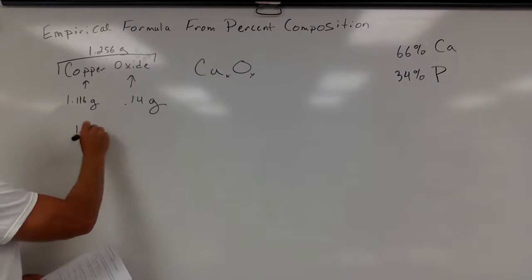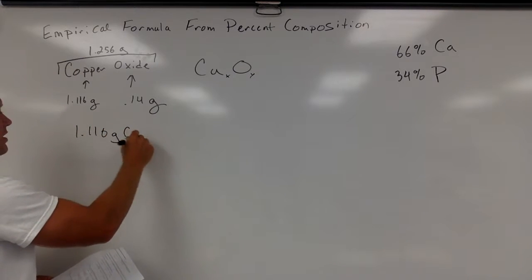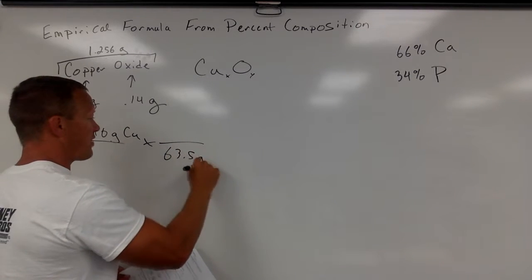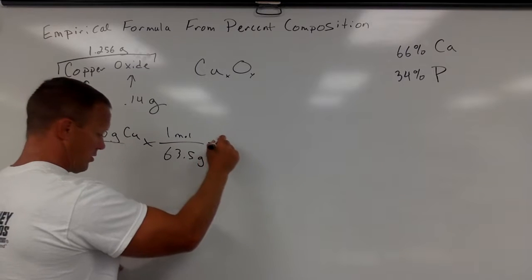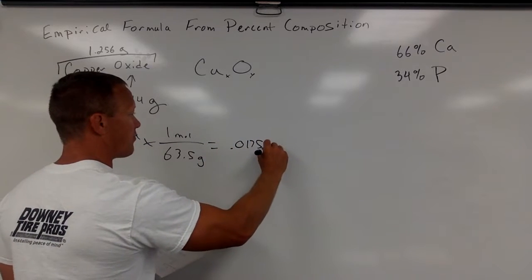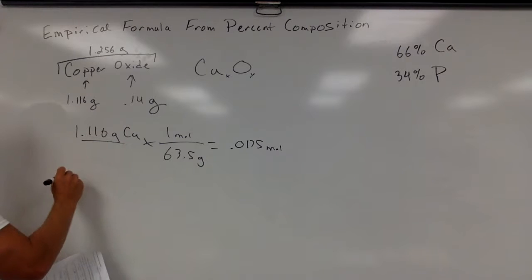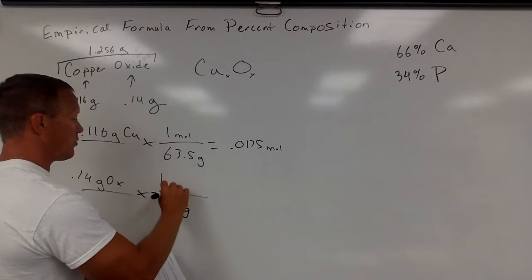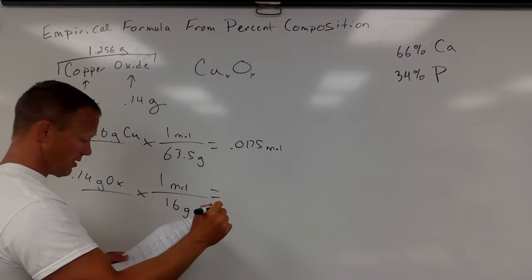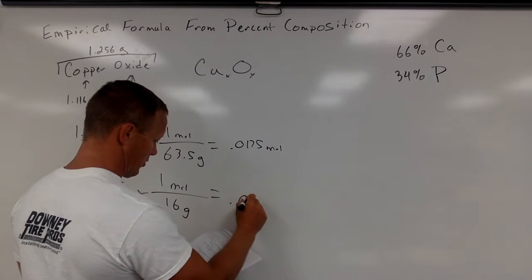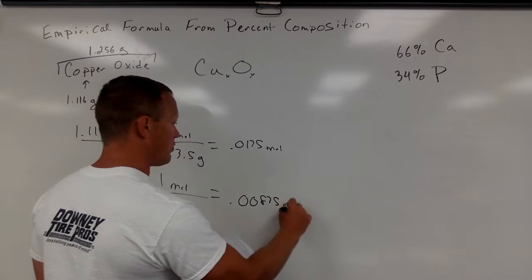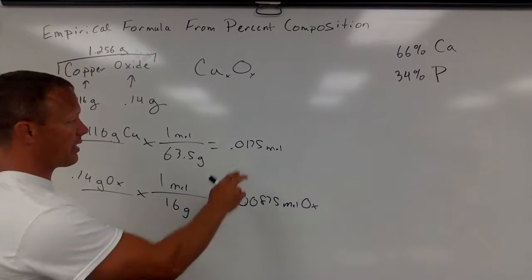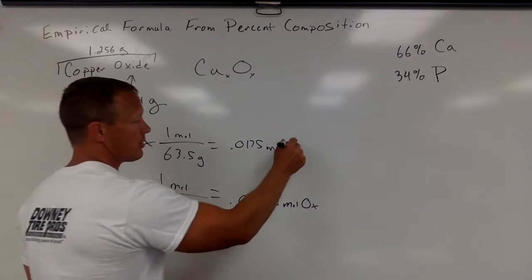So we have 1.116 grams of copper. These are ones I would not round on. So 63.5 grams of copper is a mole. We do that. That's 0.0175 moles. The 0.14 grams of oxygen. 16 grams is a mole of oxygen, and that is 0.00875 moles of oxygen.